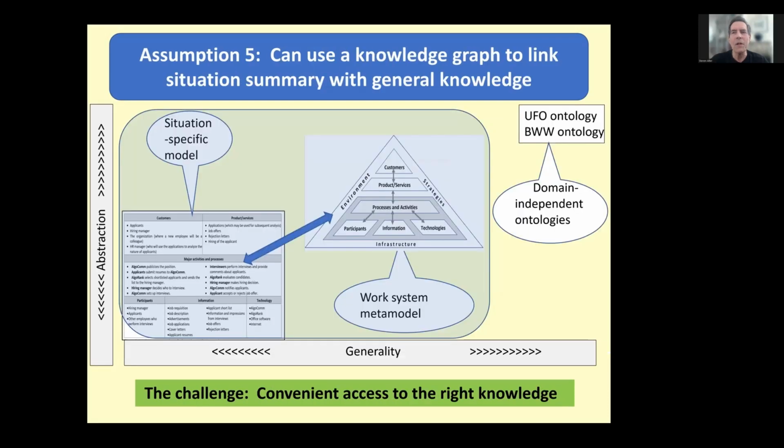The last assumption is that it should be possible to combine that general information with specific information about a particular work system that's being analyzed. So this diagram says on the lower left, there's a description of a work system that's summarized in a particular way. And there's the general knowledge about work systems, and they should be linked. And the knowledge graph is the means of linking that information.